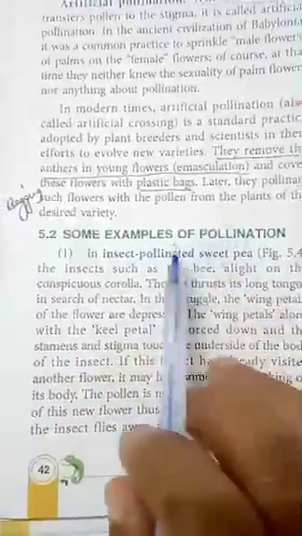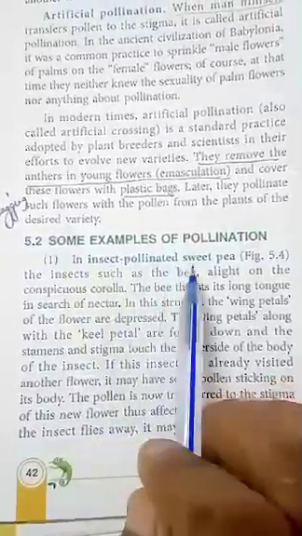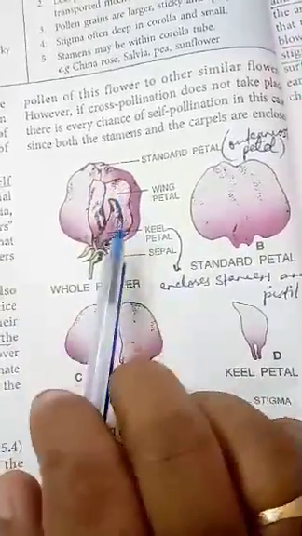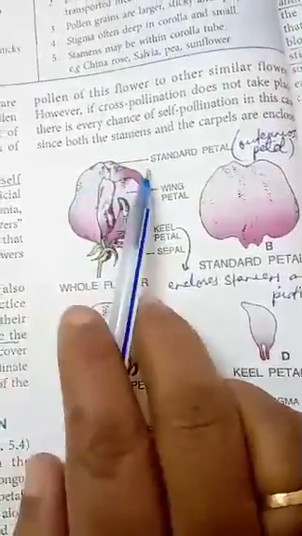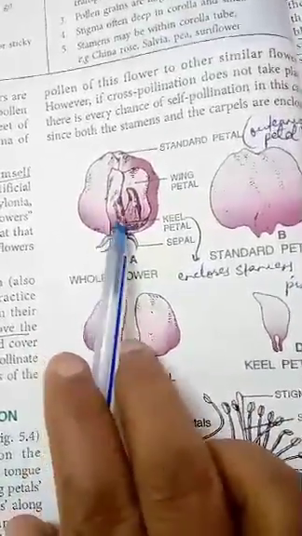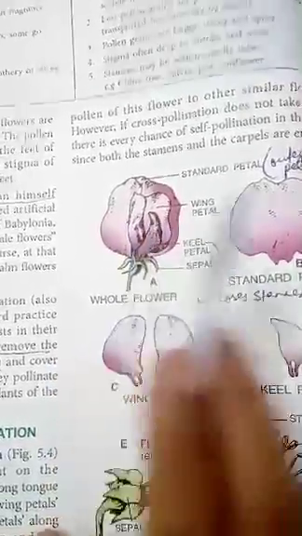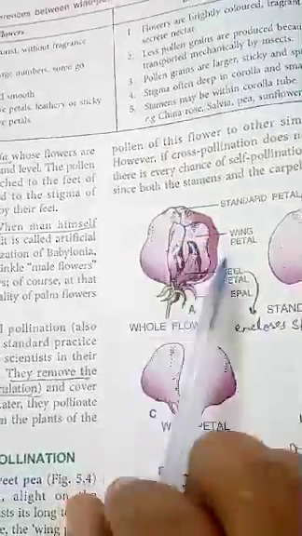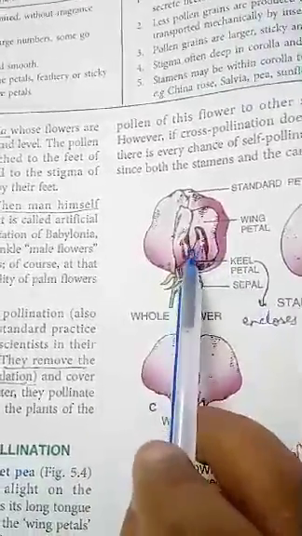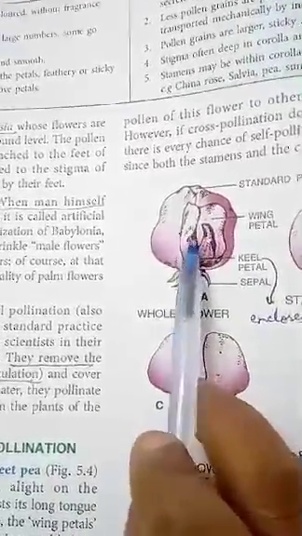Now some examples are given in your book. One is insect pollinated sweet pea. So sweet pea, this flower, is pollinated by insects. You can see here standard petal, wing petal, keel petal. Standard petal will attract the insects. This wing petal and keel petal will protect the androecium and gynoecium, the male and the female part, so that when the insect sits on them, the wing petal and keel petal will be bent, they will separate, and while sucking the nectar, the body of the basal part of the insect will attach to the pollen grain.